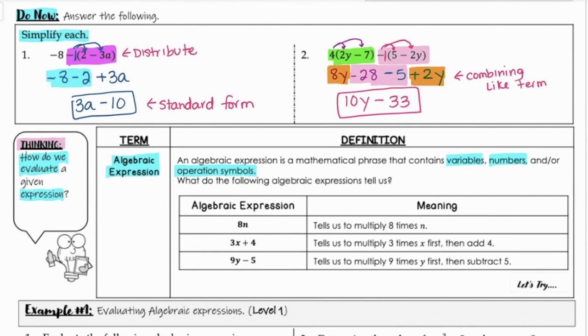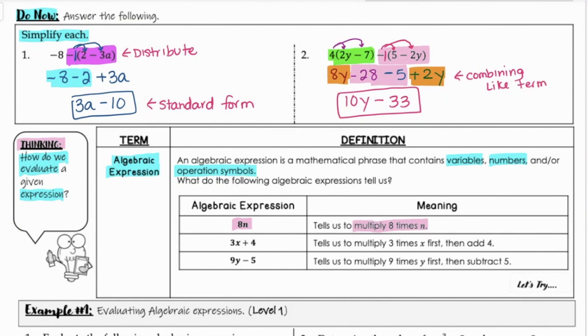Let's say I gave you 8n. If I gave you an 8n, we already know this is an algebraic expression, but what is this telling us? This is telling us to multiply 8 times n. So when I see that, I should be thinking, oh, 8n really means 8 times n.